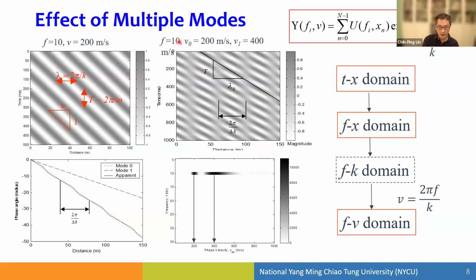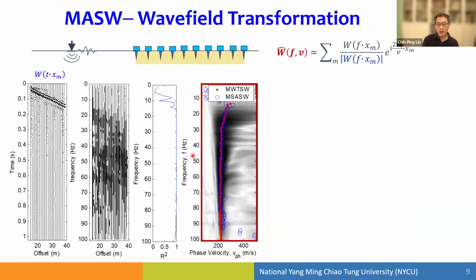So this is exactly 10 Hertz. And you see these two peaks, right, at different phase velocities. So using wave field transformation, multiple receivers enable you to perform 2D wave field transformation, and I can clearly identify phase velocity of different modes when the receiver array is long enough. Right. So this is what we get if we perform a multi-channel analysis of surface waves. That means we perform a 2D wave field transformation.